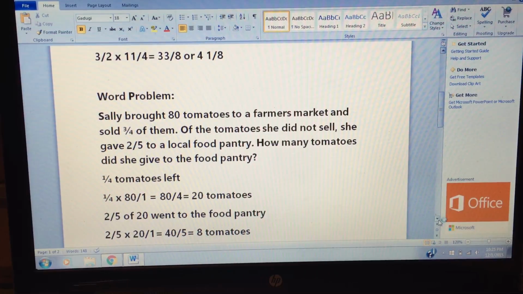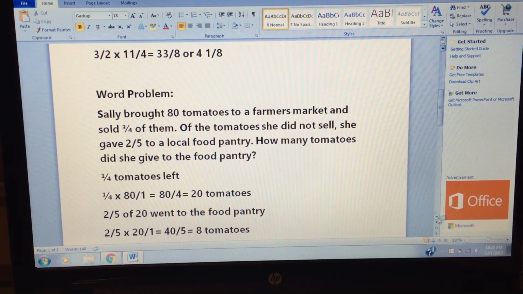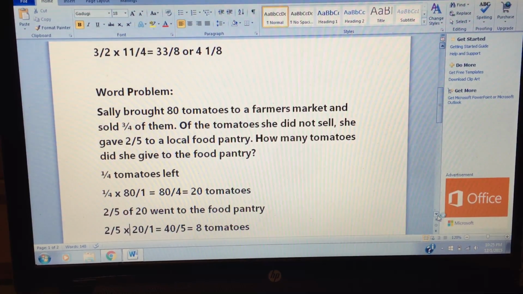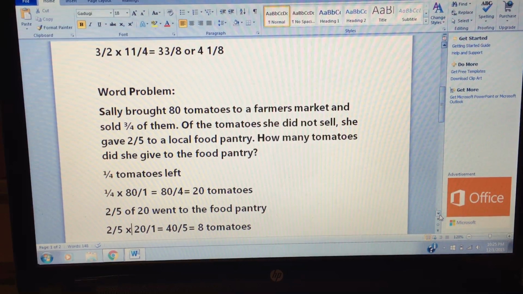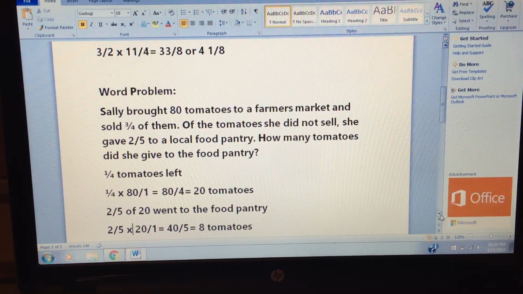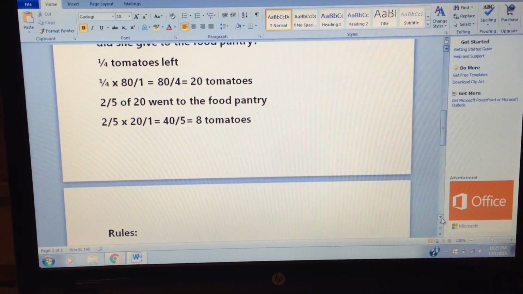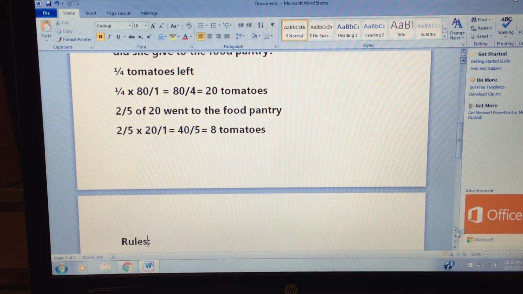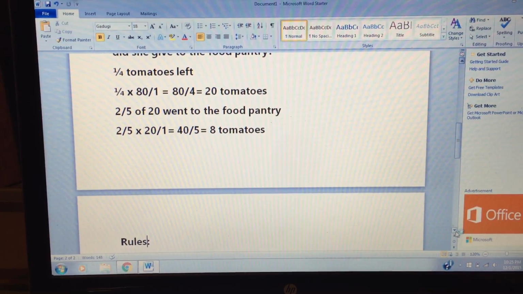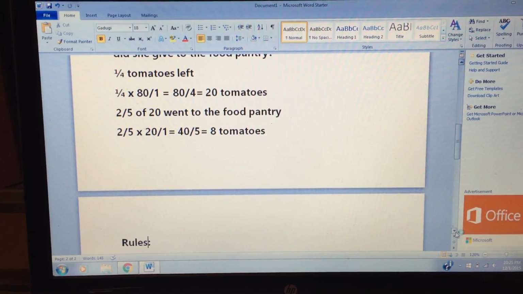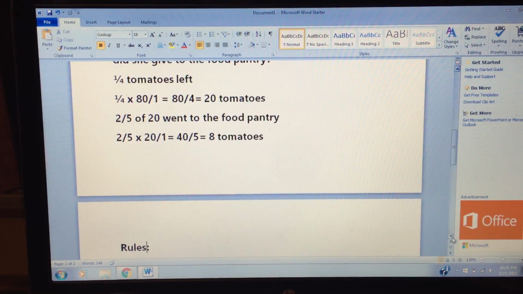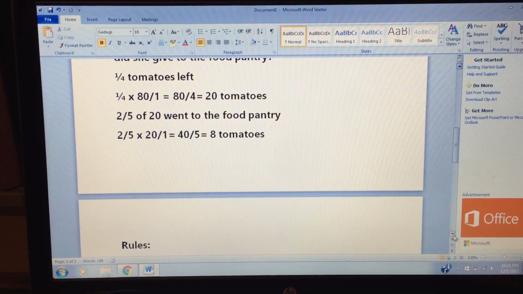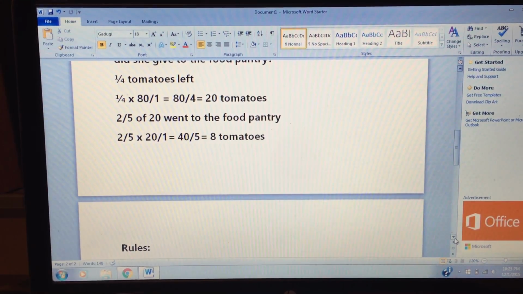So I take 1/4 times the total amount, which is 80 over 1, and I got 80 over 4, which equaled 20 tomatoes. And then I took 2/5 of them that went to the food pantry. So 2 over 5 times 20 over 1, and I got 40 over 5, which equals 8 tomatoes. And 8 of them went to the food pantry out of the 80.